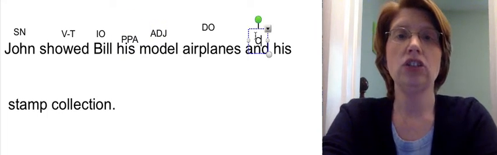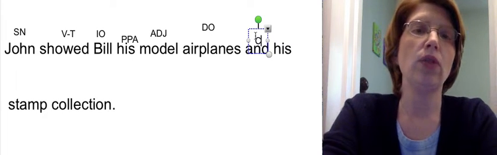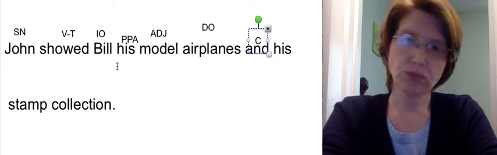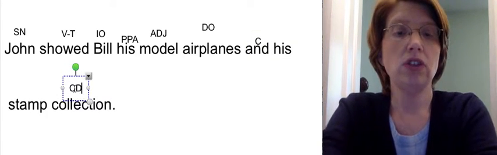And, conjunction. Oh, I didn't look at the whole thing. What should we have here? What did he show? He showed airplanes and collection. So that should be a compound direct object. What kind of collection? Stamp, adjective. Whose collection? His, possessive pronoun adjective.